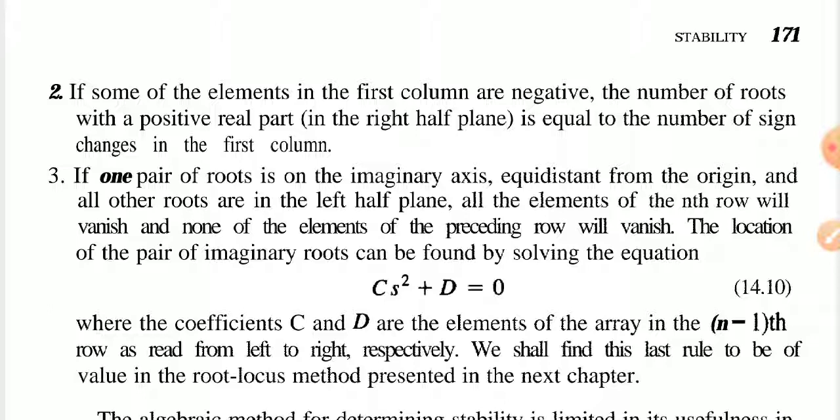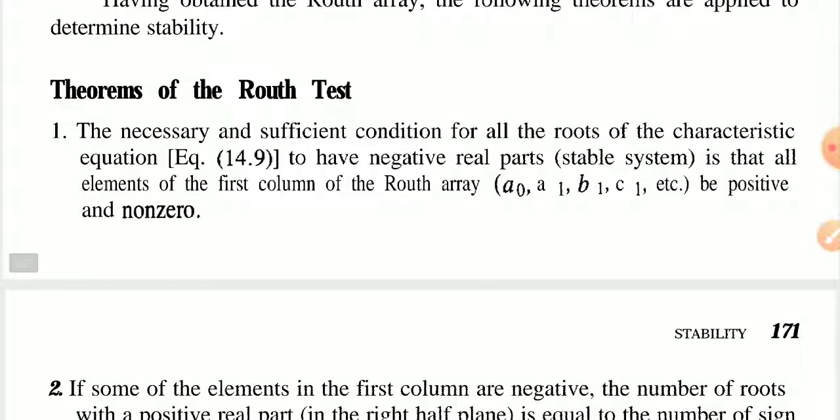If one pair of roots on the imaginary axis exists, equidistant from the origin, and all other roots are in the left half plane, all the elements of the nth row will vanish and none of the elements of the preceding row will vanish. The location of the pair of imaginary roots can be found by solving the equation Cs square plus D is equal to 0. This is the theorem of the Routh test.